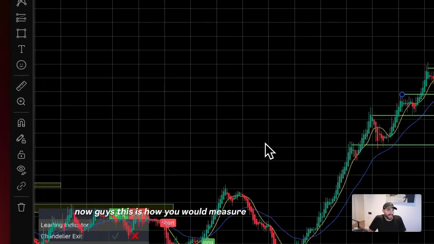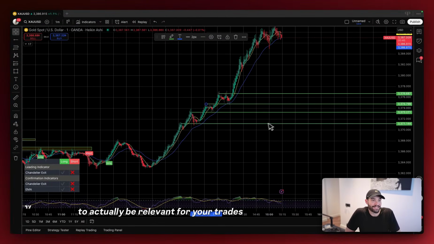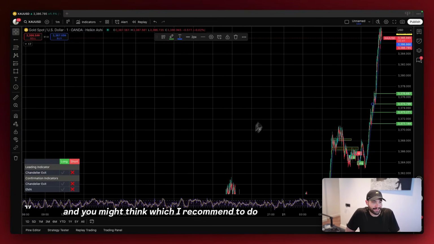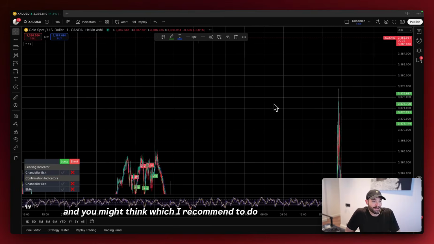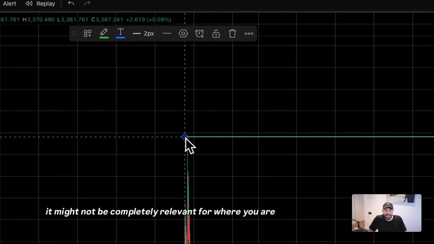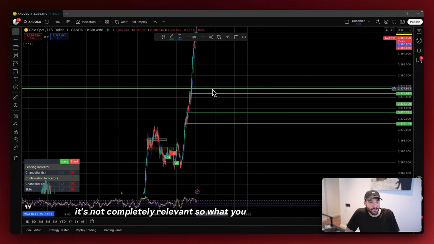Now guys, this is how you would measure support and resistance in real time. This is how you do it to actually be relevant for your trades. You might take a really big look back, which I recommend doing, like here for example, and think, okay, I'm going to mark this one up right now. It might not be completely relevant for where you are right now. We can have a little look, but no, it's not completely relevant.